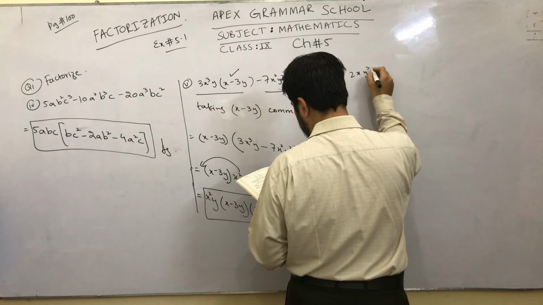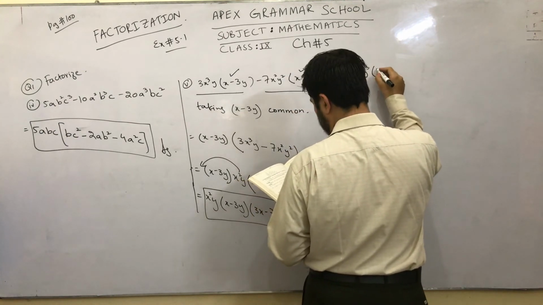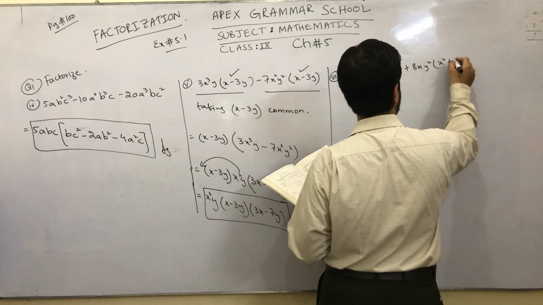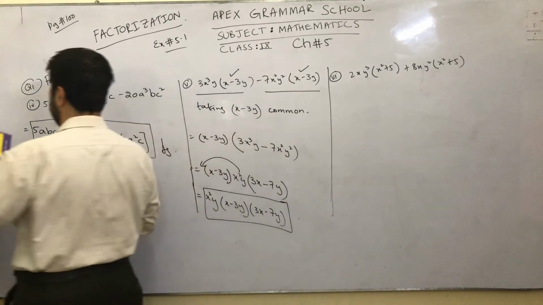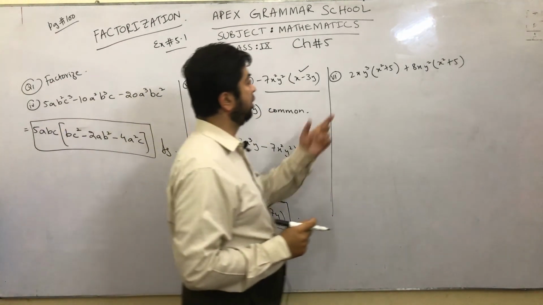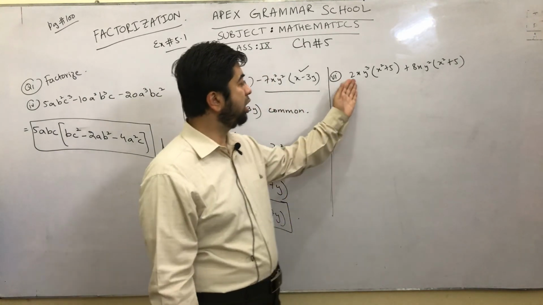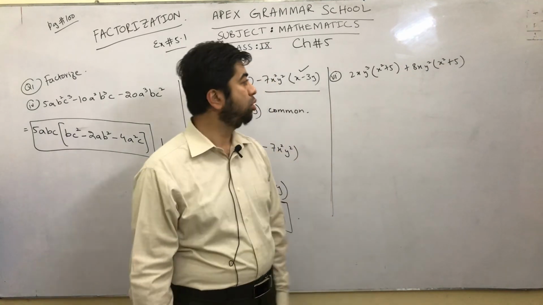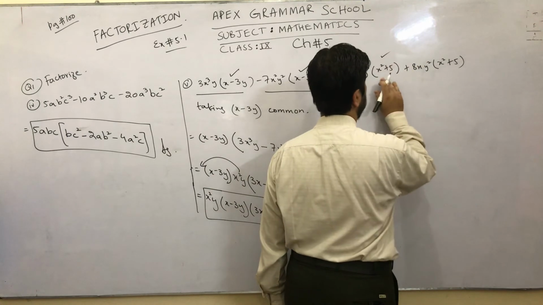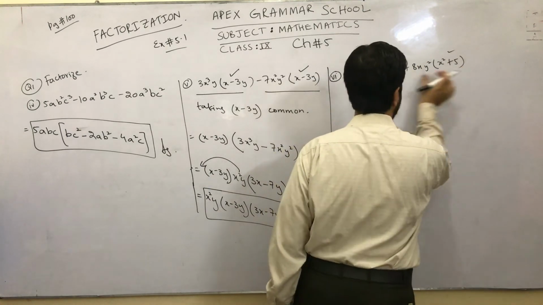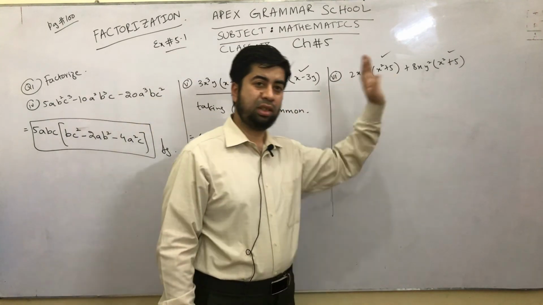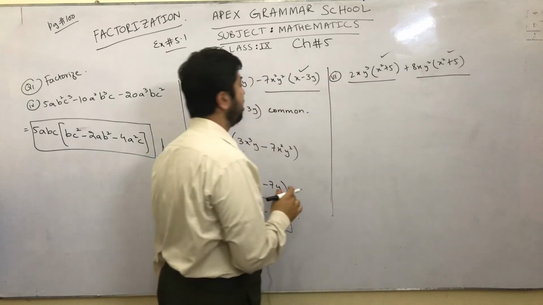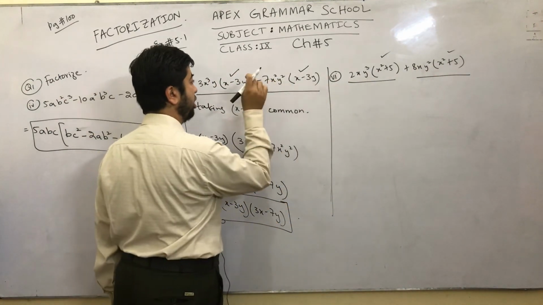2xy cube and x square plus 5 plus 8xy square and x square plus 5. This part is very similar to this part. You can see that 2xy cube have already been taken common from this, 8xy square have already been taken common from this. So this expression contains x square plus 5, this expression contains x square plus 5, both are same. This is one value, this is another value, both are separated by this positive sign.